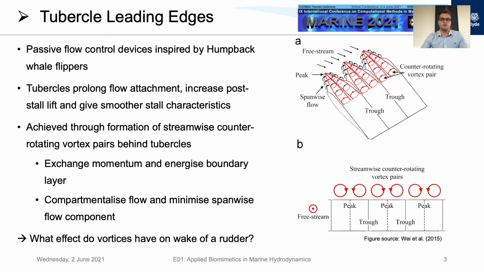But how do the tubercles achieve this? The free stream flow is diverted into the troughs between adjacent tubercles, and pairs of streamwise counter-rotating vortices form behind each tubercle. These vortices exchange momentum within the flow and energize the boundary layer. They also compartmentalize the flow in a similar way to wing fences, which minimizes span-wise flow components and limits flow separation rapidly spreading out. These effects have been shown by several researchers already, so for this work I set out to analyze the effect the streamwise counter-rotating vortex pairs have on the wake behind the marine rudder.